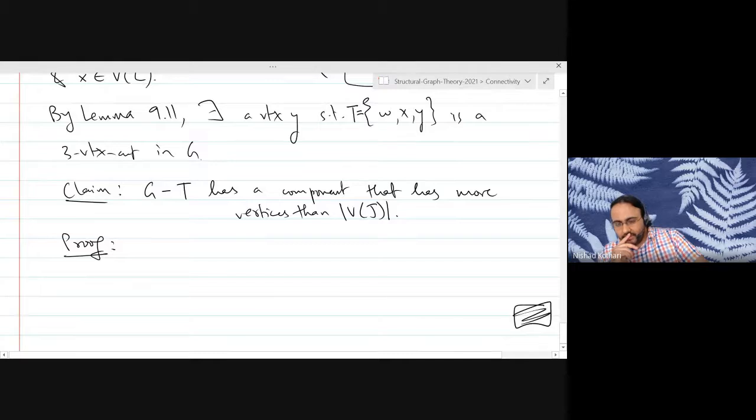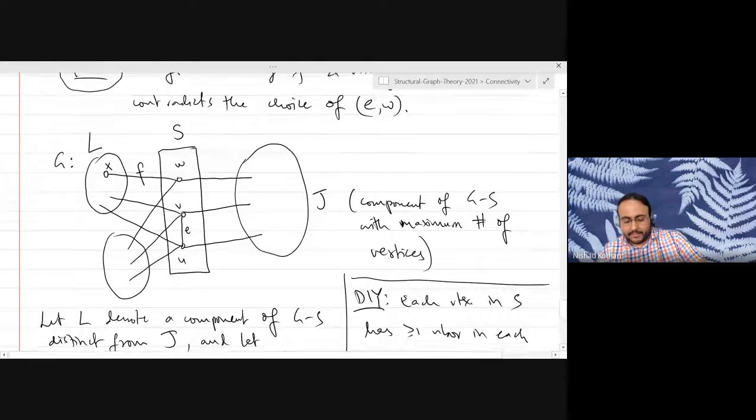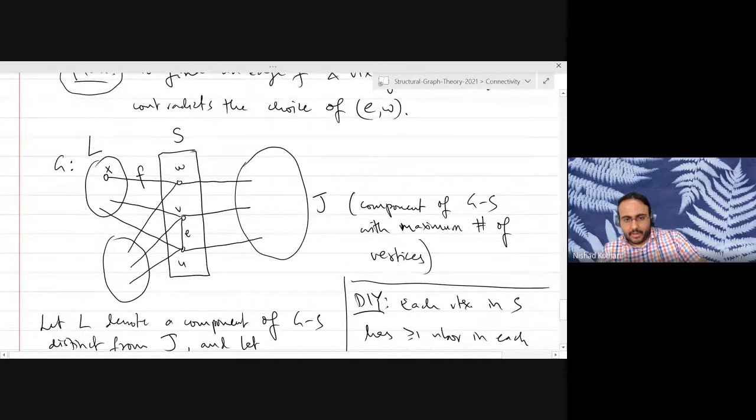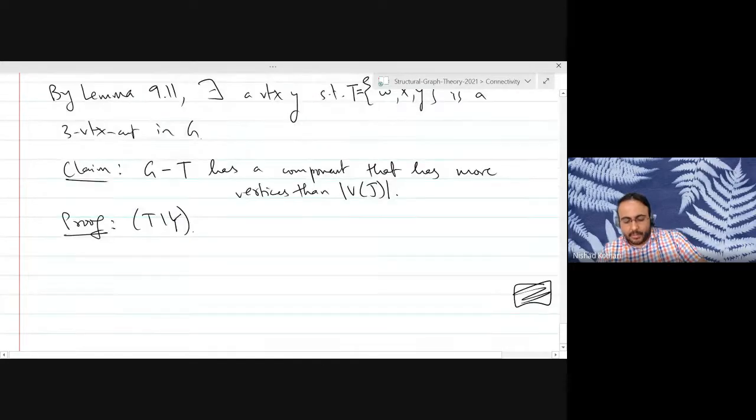And I want you all to try it yourself. We will complete the proof of the claim tomorrow. So this is a good thing to try yourself. It's not too difficult, but it uses things that we have done before. The idea is to show that there is a component that is actually a supergraph of J, and in particular, it contains at least one more vertex than J.